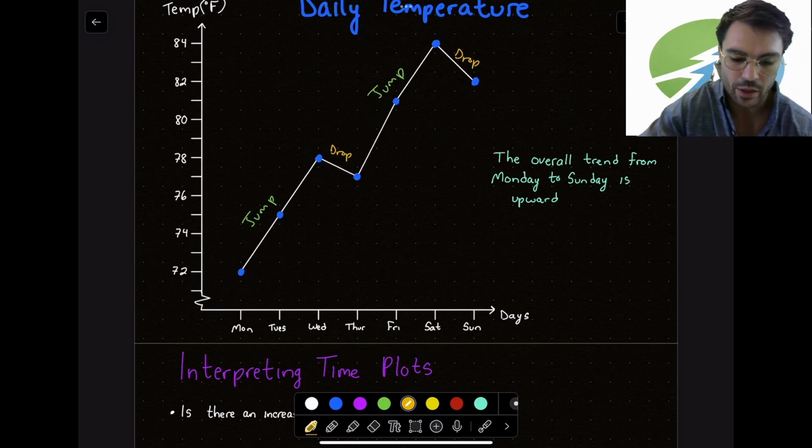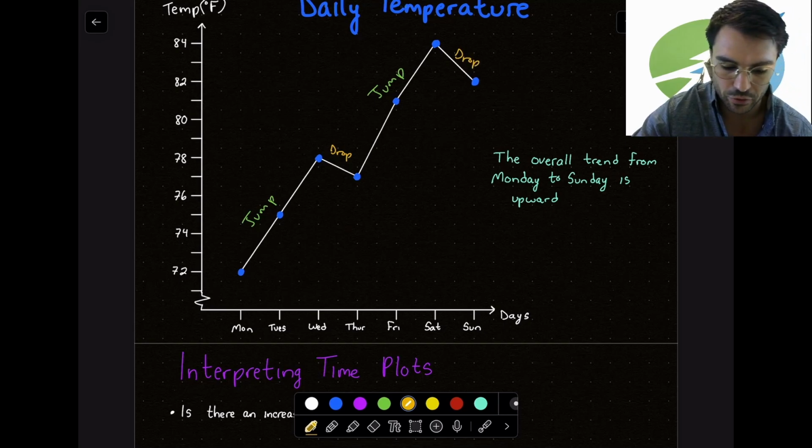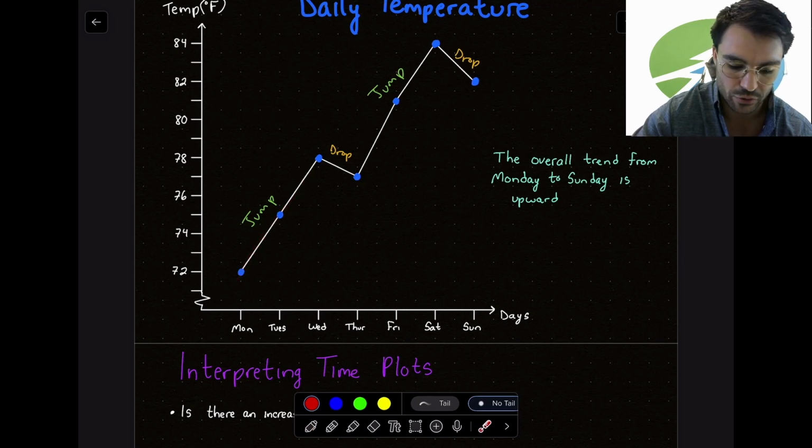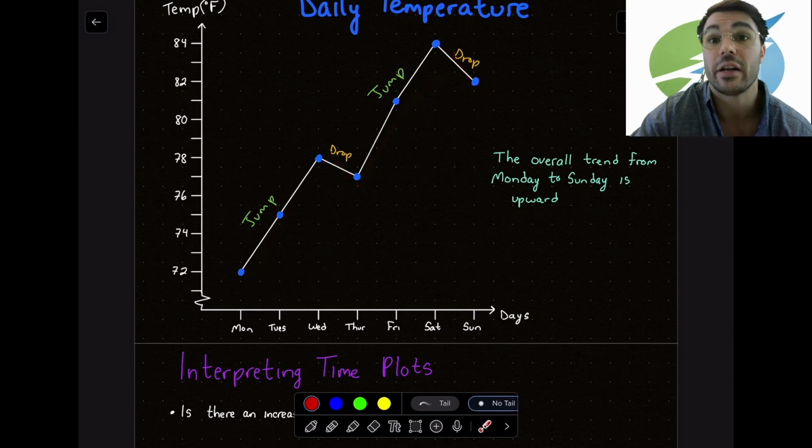And then here we have drop, drop. Okay. So two intervals, Monday through Wednesday, the weather jumps, and then Thursday through Saturday, the weather jumps. Then Wednesday to Thursday, it drops. Saturday to Sunday, it drops.